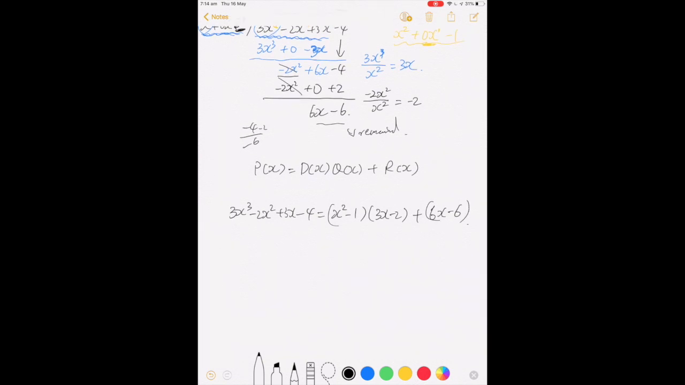Okay, so you can also write it in another form: 3x cubed minus 2x squared plus 3x minus 4, divided by the divisor, sorry, x squared minus 1, equals the quotient 3x minus 2. And I have one remainder. The remainder is the part that cannot be divided by x squared minus 1, so I have to keep that x squared minus 1 over here. Okay, so make sure you are familiar with these two different forms. All right.